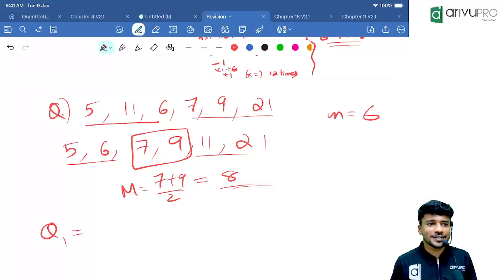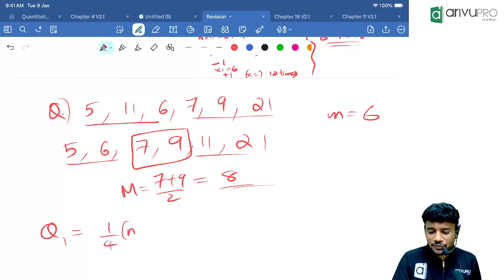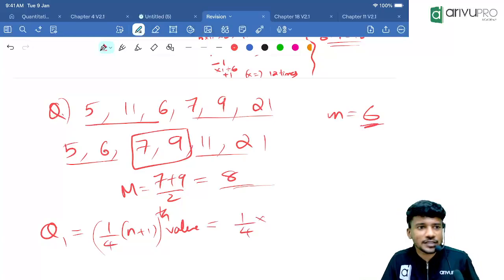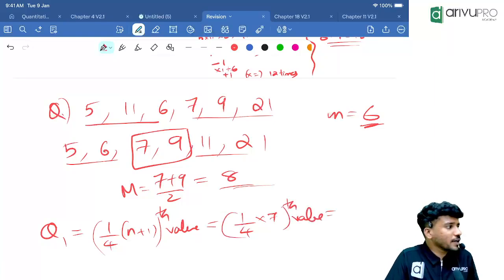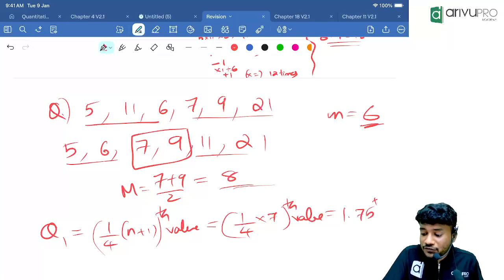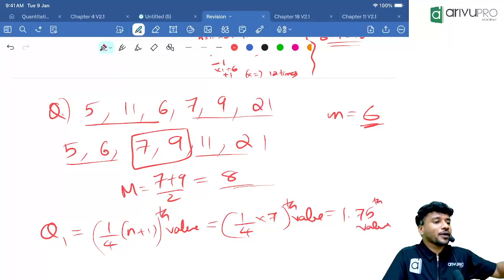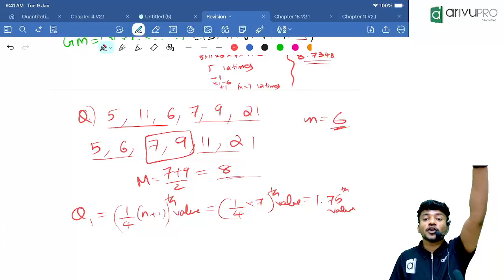Can anyone find Q1? Quartile 1. What was the method for finding Q1? 1 by 4 into N plus 1th value. Correct? So that is what? 1 by 4 into N is how much? 6. 6 plus 1 is how much? 7th value. So 7 by 4 is how much? 1.75th value. Okay, the 1.75th value is our Q1.